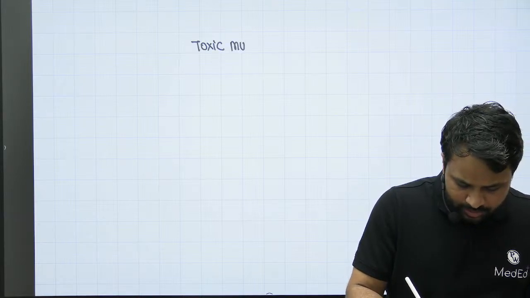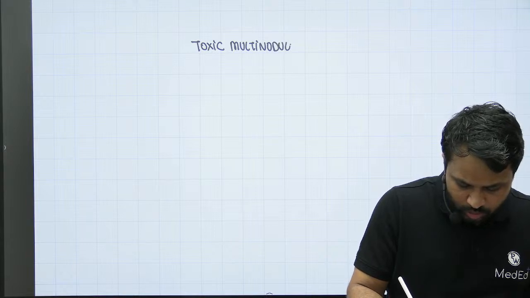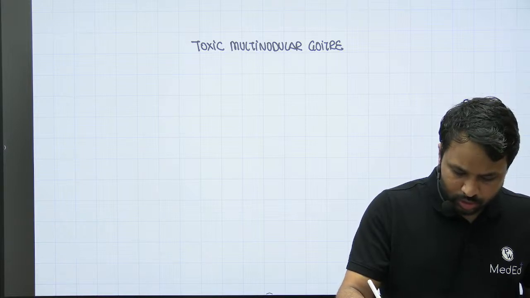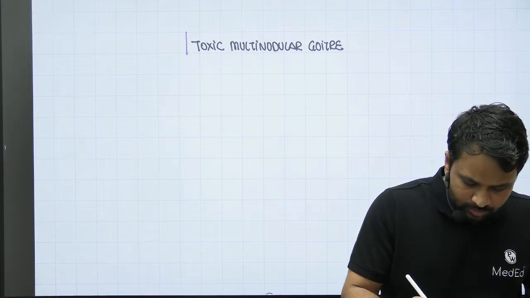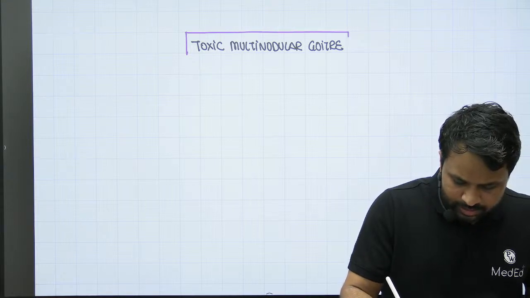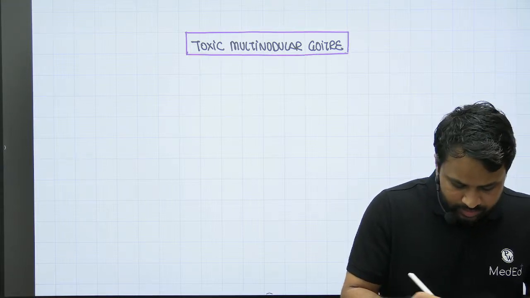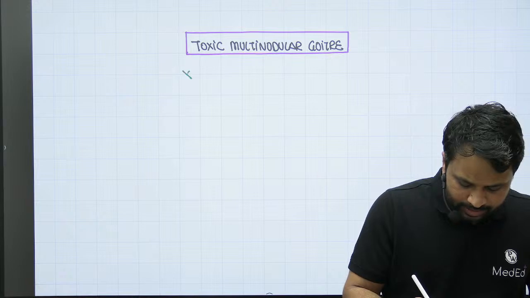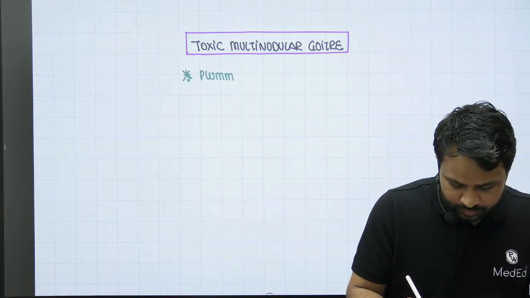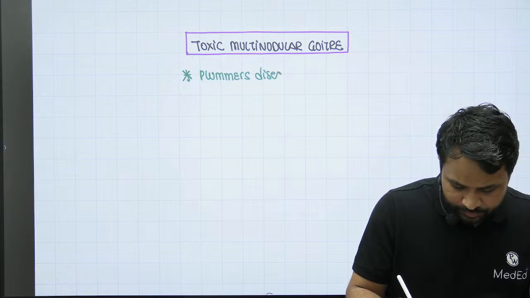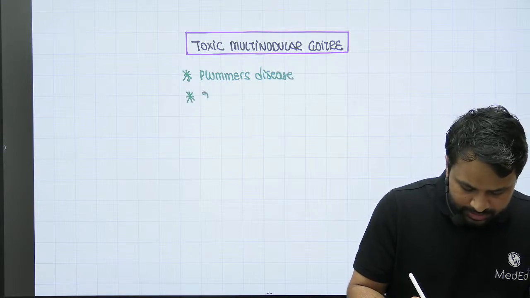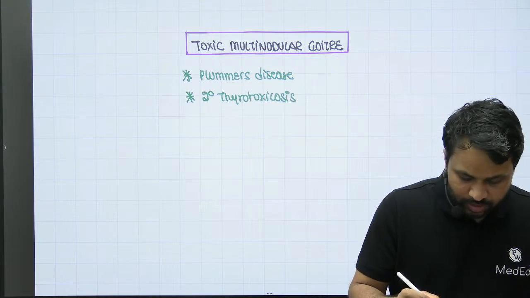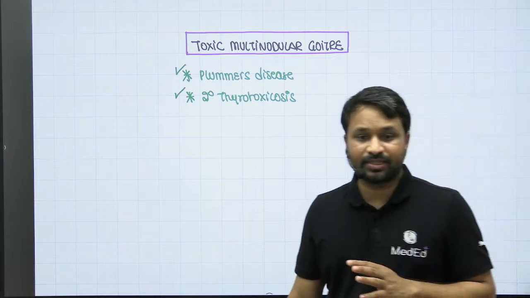We talk about the toxic multinodular goiter. Now, when you talk about the toxic multinodular goiter, to understand this, the synonyms, the nicknames for the toxic multinodular goiter: number one, we call it Plummer's disease. Another thing that we will call this is secondary thyrotoxicosis. So we have Plummer's disease and then the secondary thyrotoxicosis.